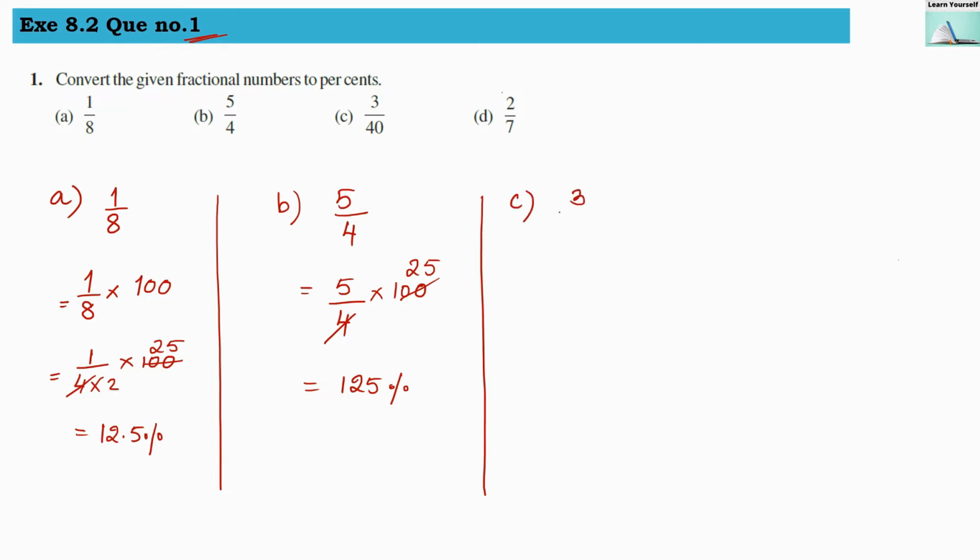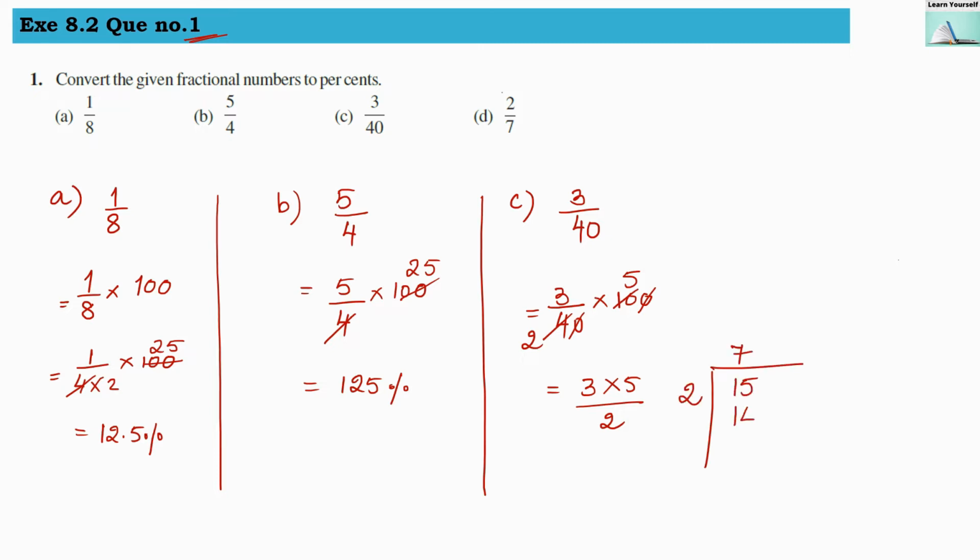C, 3 divided by 40. So 3 divided by 40 is in fractional form. We convert this into percentage, so we multiply with 100. The zeros we can cancel out. 2 2s are 4 and 2 5s are 10. So here we get 3 into 5 divided by 2, so 15 divided by 2. Let us divide this. 2 7s are 14. We get 1. We keep a point and we keep 0. So 2 5s are 10 and our remainder is 0. So the answer is 7.5. So we got 7.5 percentage.